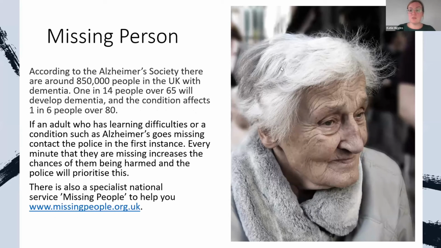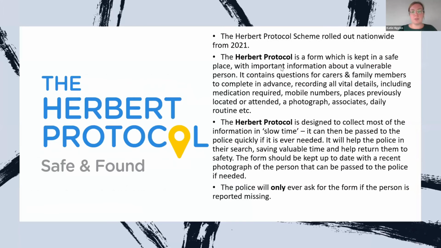I just thought this was quite useful to bring into this webinar as well, this notion around the missing person. So the Alzheimer's Society states that there are about 850,000 people in the UK with dementia. 1 in 14 people over 65 will develop dementia, and the condition affects 1 in 6 people over 80. If an adult who has learning difficulties or a condition like Alzheimer's goes missing, it's a police contact in the first instance, and every minute that they're missing increases the chances of them being harmed, and police will always prioritise this.